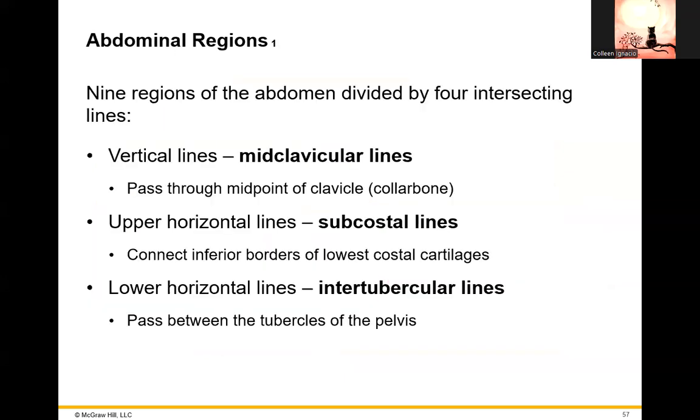Now, these abdominal regions, there are 9 regions of the abdomen divided by 4 intersecting lines. And again, these are all imaginary lines, okay? So we have vertical lines that are midclavicular lines. The upper horizontal lines are subcostal lines, and the lower horizontal lines are intertubercular lines. Okay, and these intertubercular lines pass between the tubercles of the pelvis.